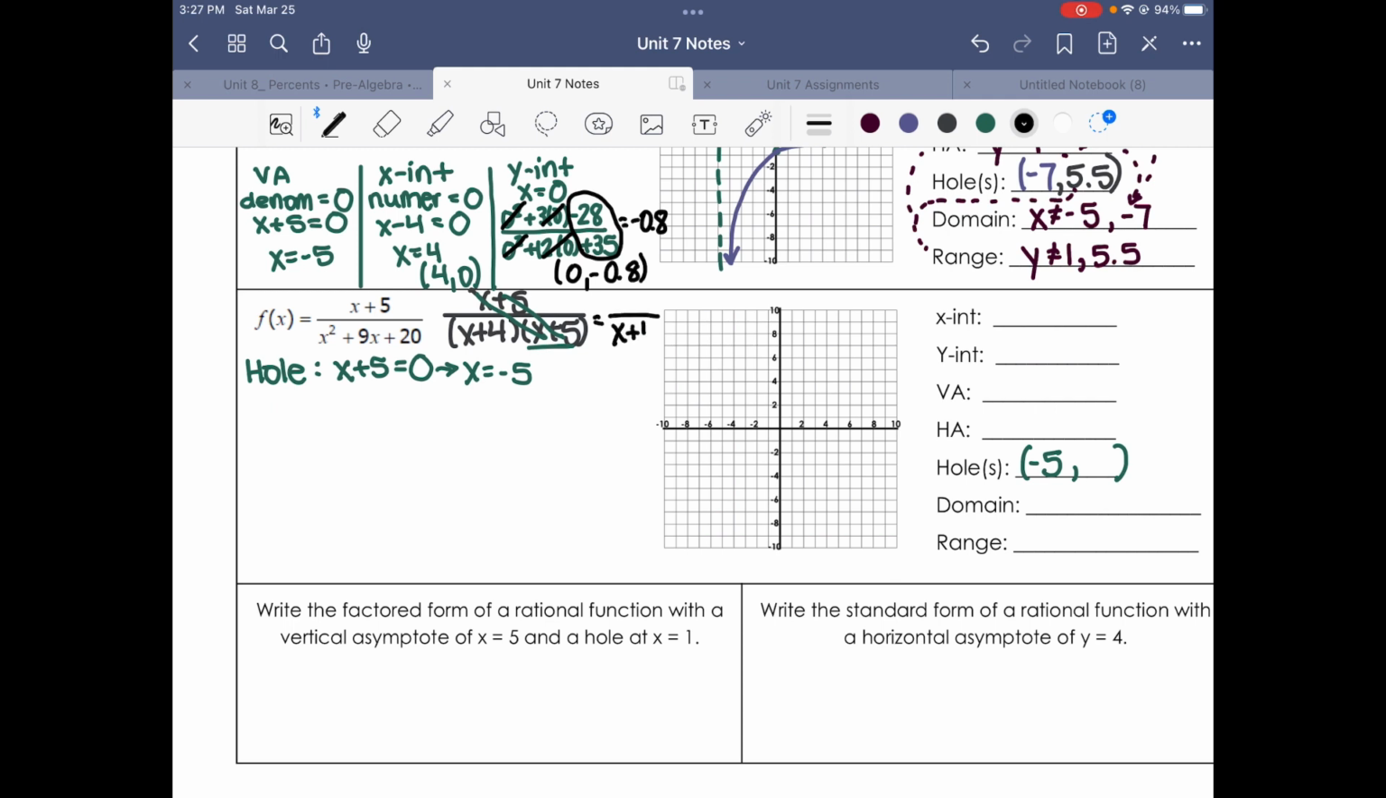X plus 4 is the only thing I have left on the bottom. And everything from the top canceled, but we can't just leave the numerator blank, so we need to leave behind a 1. Not a 0, because 0 divided by anything is just 0. That kind of cancels anything out. So I need to plug that -5 into this fraction that's left. And -5 plus 4 is -1. So 1 divided by -1 is -1. So the point (-5, -1) is my hole.